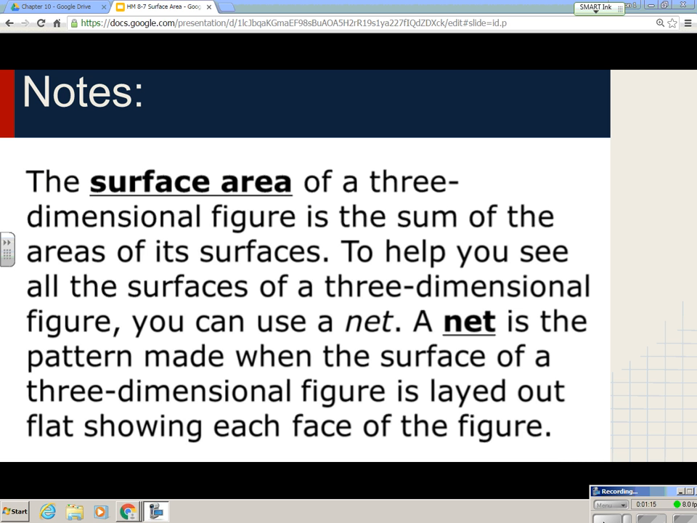To help see all the surfaces, sometimes we take the three-dimensional figure and imagine cutting it along one line and opening up the shape. What that's called is a net, which is the second definition I want you to write down. A net is the pattern made when the surface of the three-dimensional figure is laid out flat. Once you have those two definitions written down, you can move on.